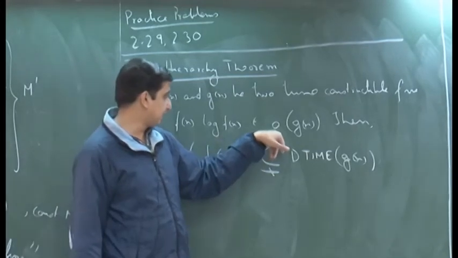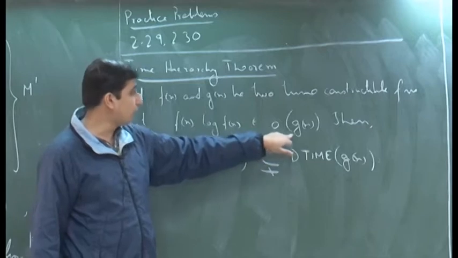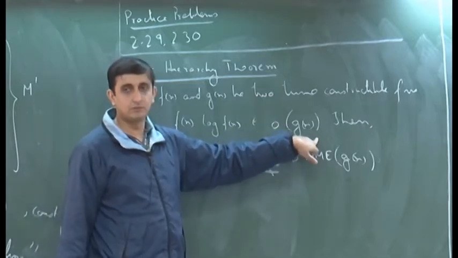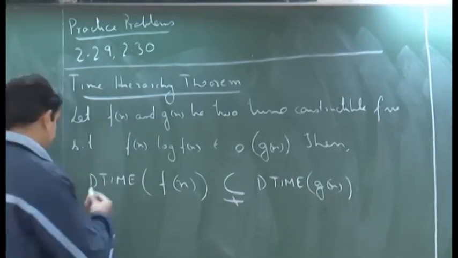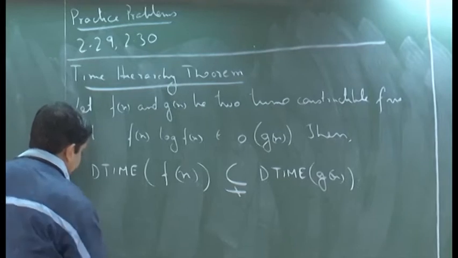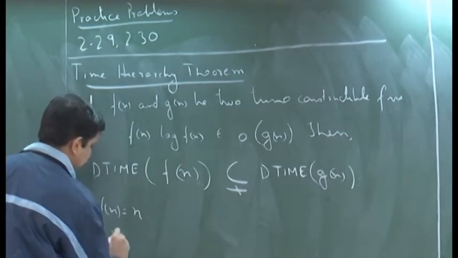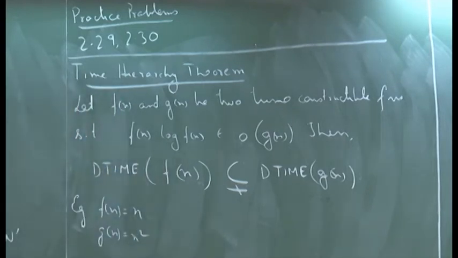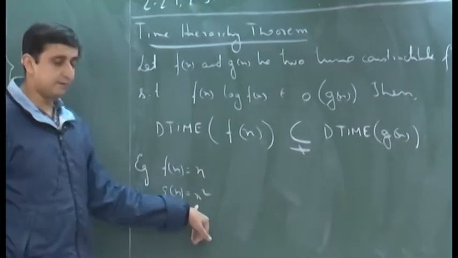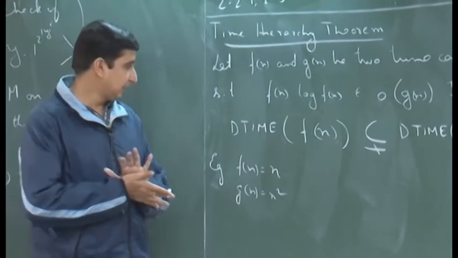So, just note that this is small o of g(n), this is not big O. Small o means that it is strictly larger. For example, we can look at some small examples. If you have f(n) equal to n and g(n) equal to n squared, then we can make the statement that there are languages in DTIME(n squared) which are not present in DTIME(n).